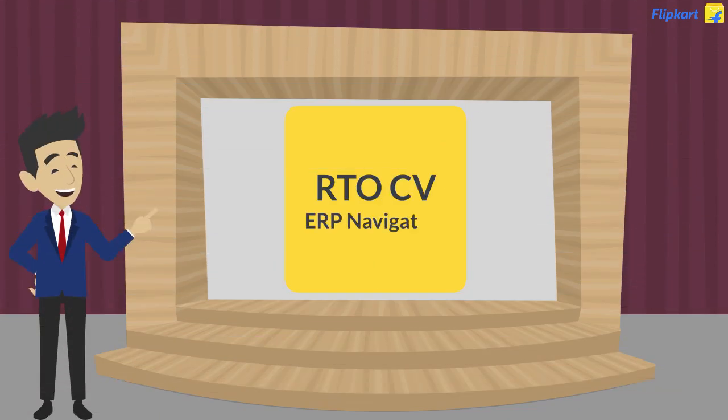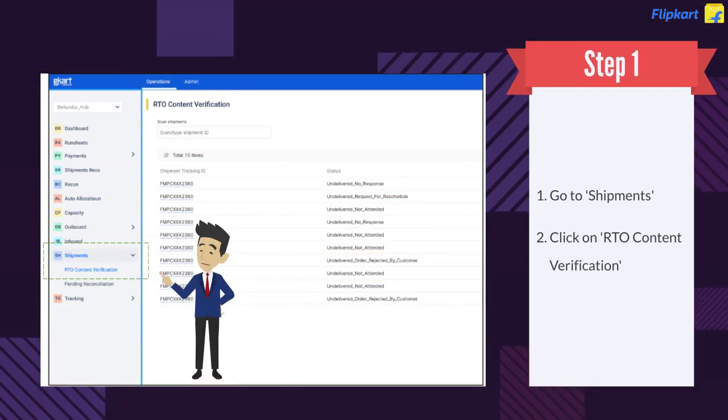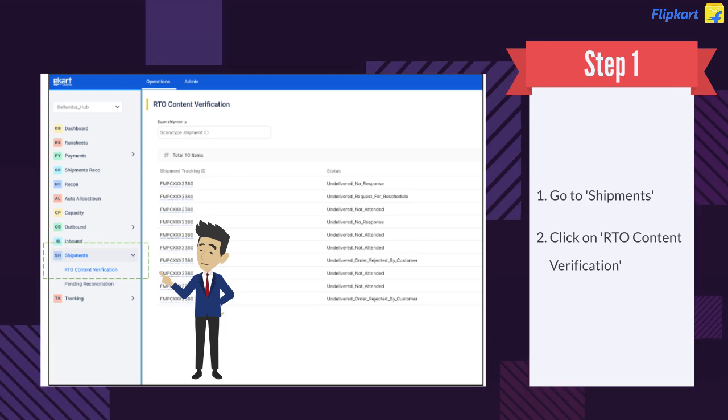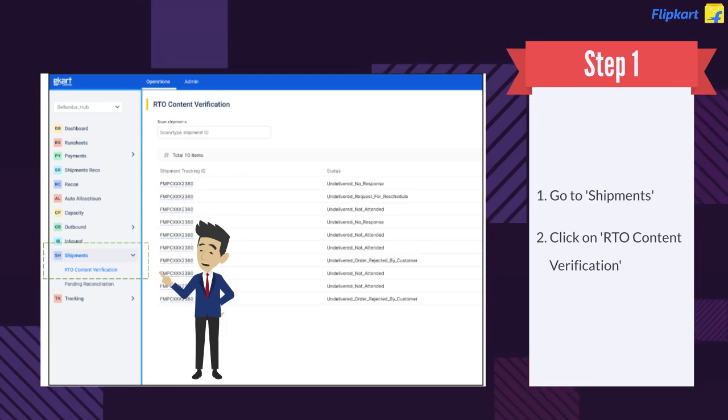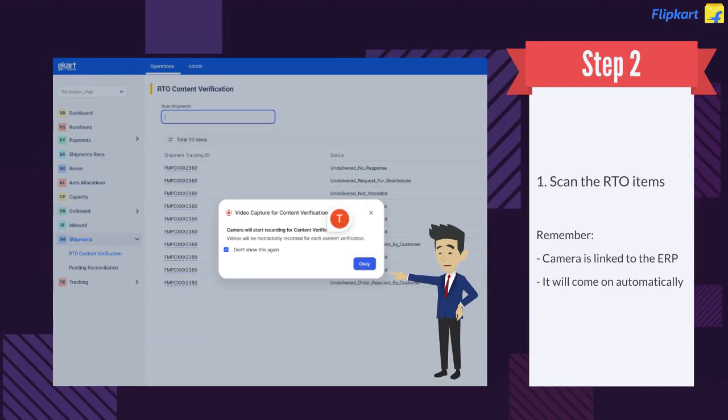From this point onwards, please pay attention as we shall be navigating through various screenshots for every step of the process. Also, please download the latest SOP document in case there are any changes. On your ERP homepage, go to the menu on the right and select Shipments. In the drop-down, select RTO Content Verification. You may now start the checking process.